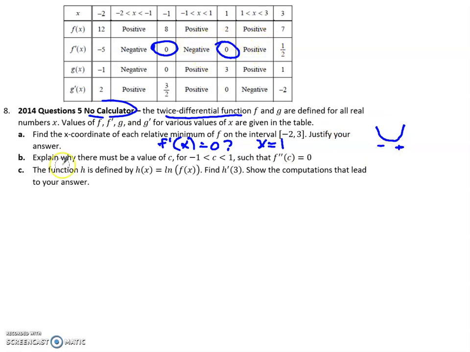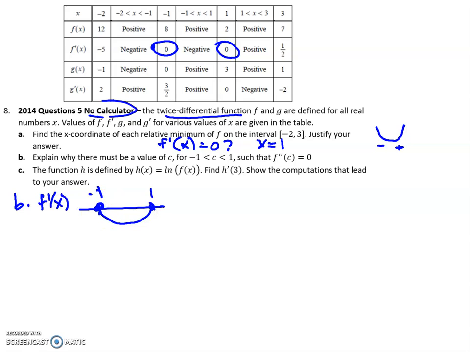Part B says explain why there must be a value of c from -1 to 1 such that the second derivative is 0. This one is interesting, and you kind of have to think about it graphically, guys. So if you think about what the graph of the derivative would look like right here between -1 and 1, you have zeros at -1 and 1 for the derivative, and then it's negative.